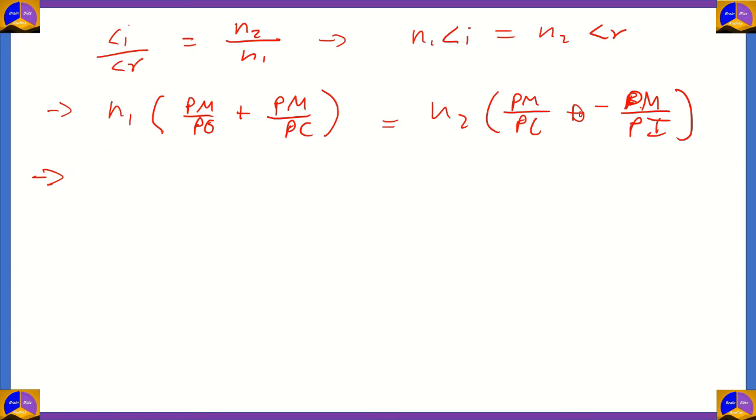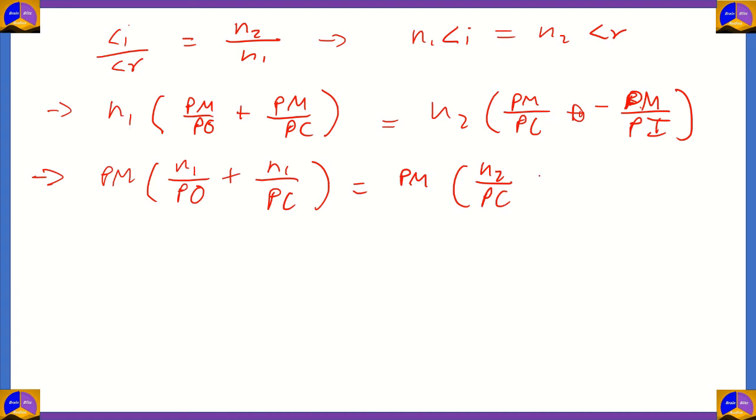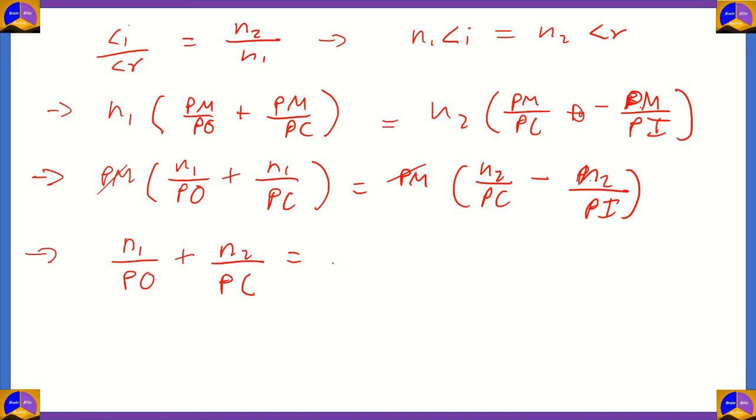Now we're going to take the common term PM outside and multiply N1 inside. So PM times N1 by PO plus N1 by PC equals PM times N2 by PC minus N2 by PI. Over here you can cancel out PM, and then you can rearrange this to read N1 by PO plus N2 by PI equals N2 by PC minus N1 by PC.